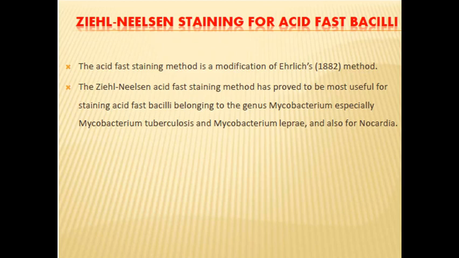In this type of staining, some bacteria resist decolorization by both acid and alcohol, and hence they are referred to as acid fast organisms, for example, Mycobacterium tuberculosis. This staining technique divides bacteria into two groups, namely acid fast and non-acid fast.